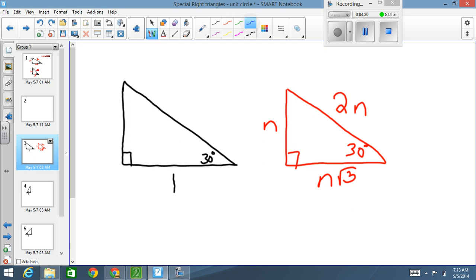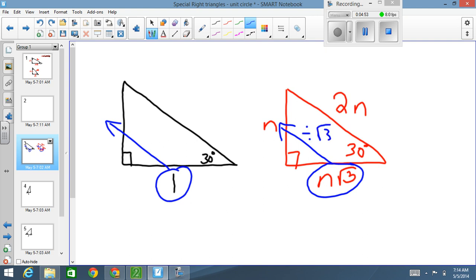Okay, so what am I going to do if I'm given this side and I want to find the shortest side? Well, to get from this side to my shortest side, I essentially need to take my middle length side and divide it by radical 3, because when I take n radical 3 divided by radical 3, it leaves me with n. So over here, if I want to find that shortest side, all I simply have to do is 1 divided by radical 3.